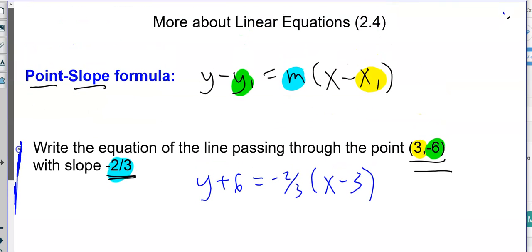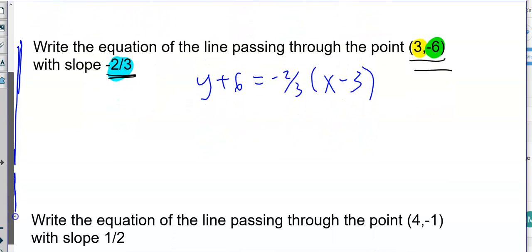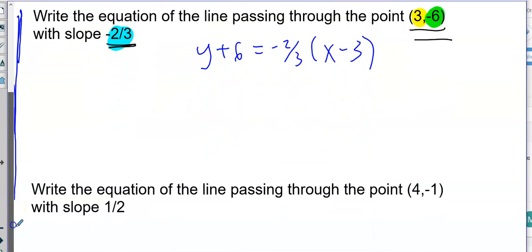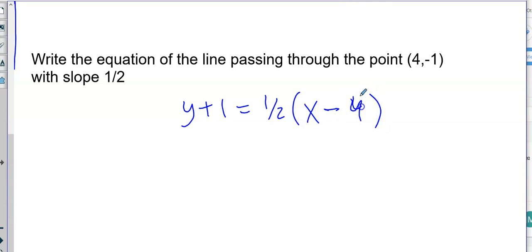It's kind of a neat formula. In fact, as you get towards calculus, you'll see that they use that formula almost exclusively for a line because it's so fast, so easy. So we just plug into the formula. It'd be y minus y sub 1, which is minus negative 1, which is plus 1, equals 1/2, which is the slope, times x minus x sub 1, which is 4. And you have your equation.